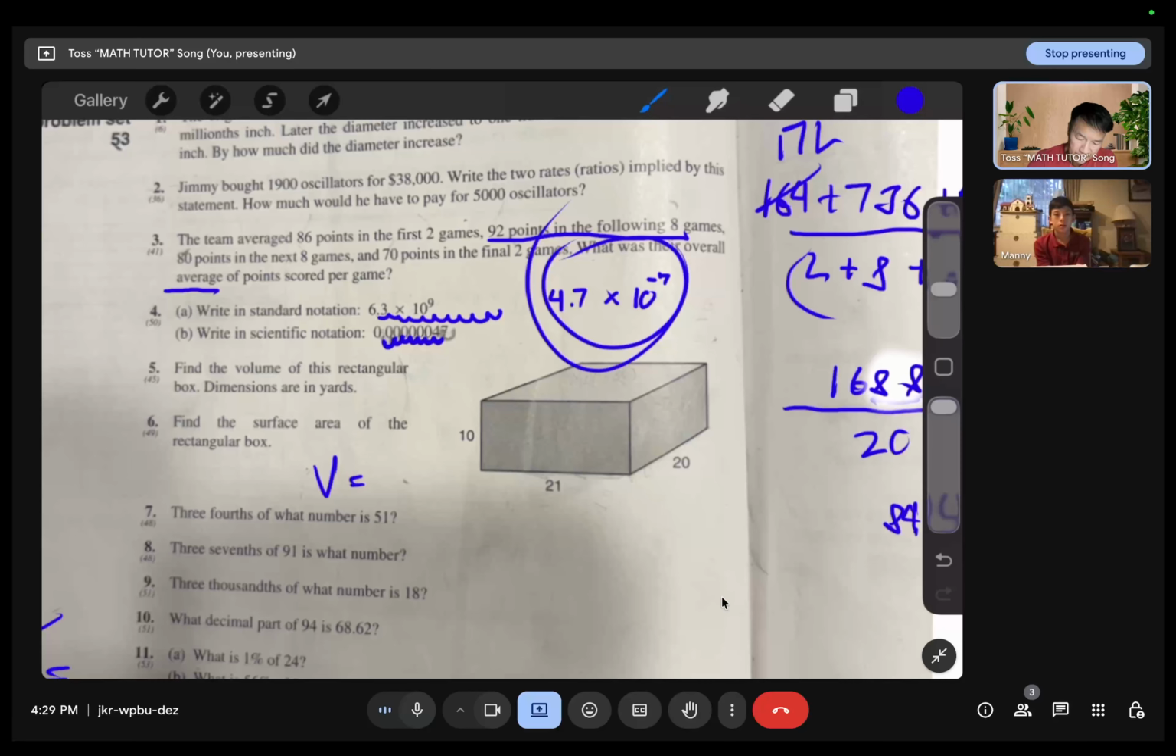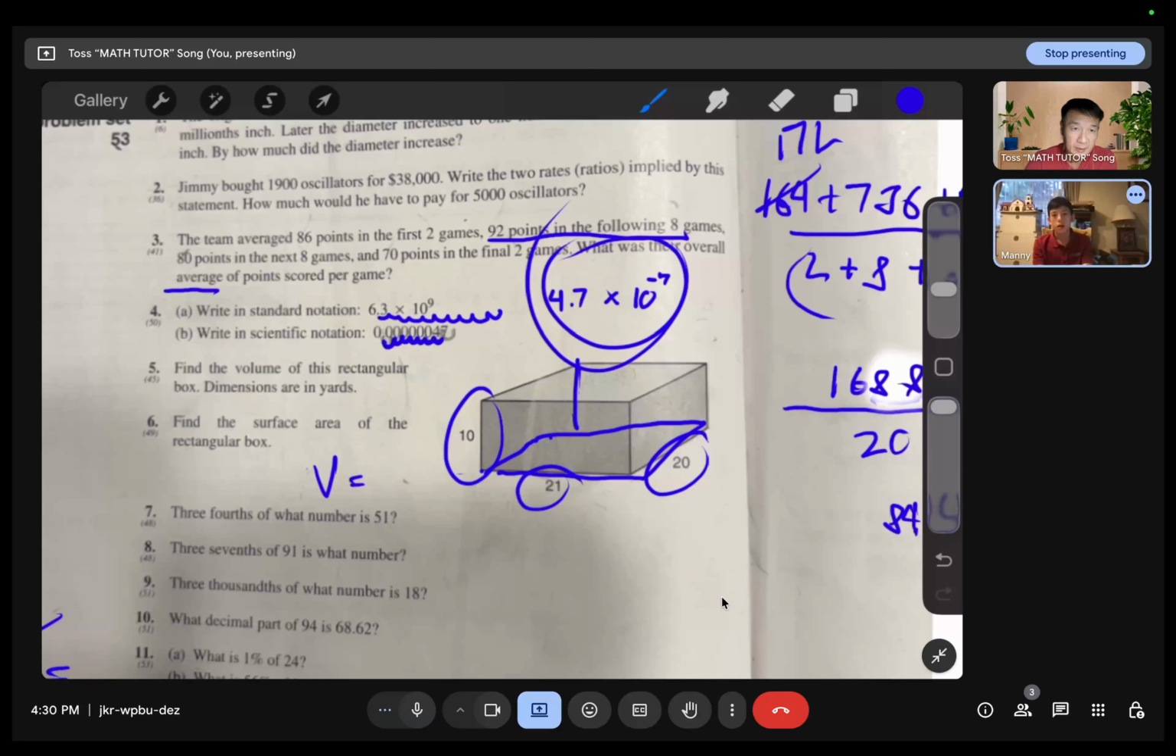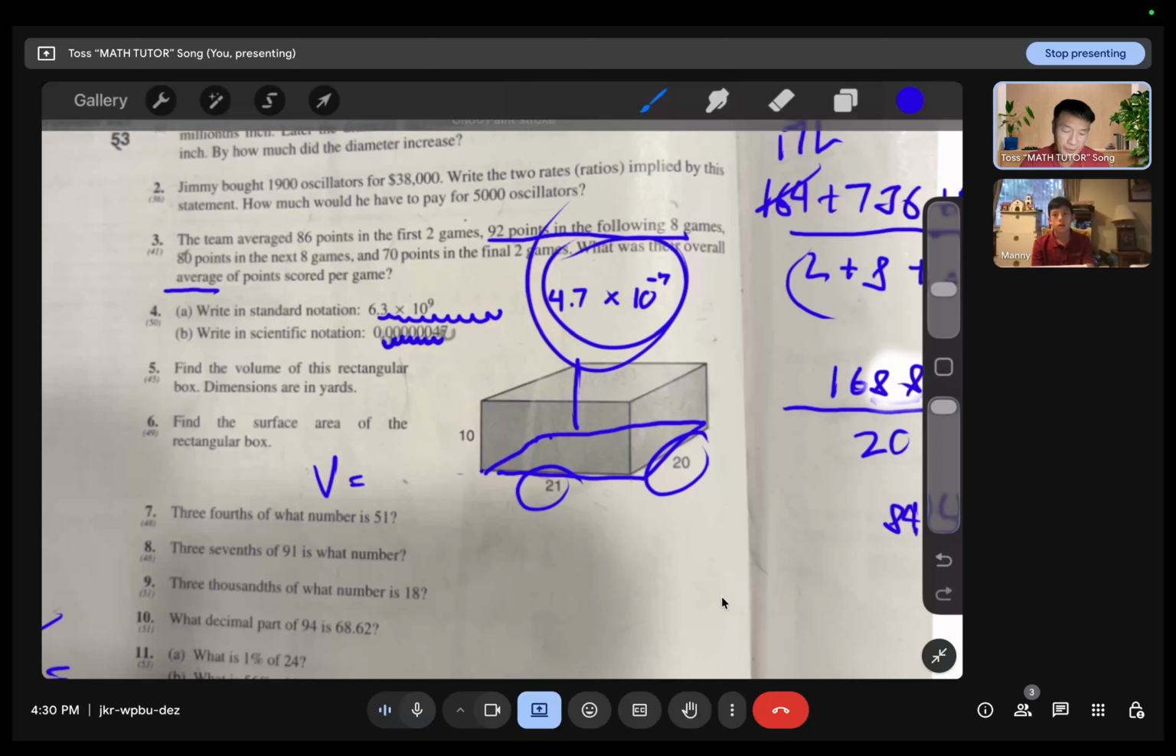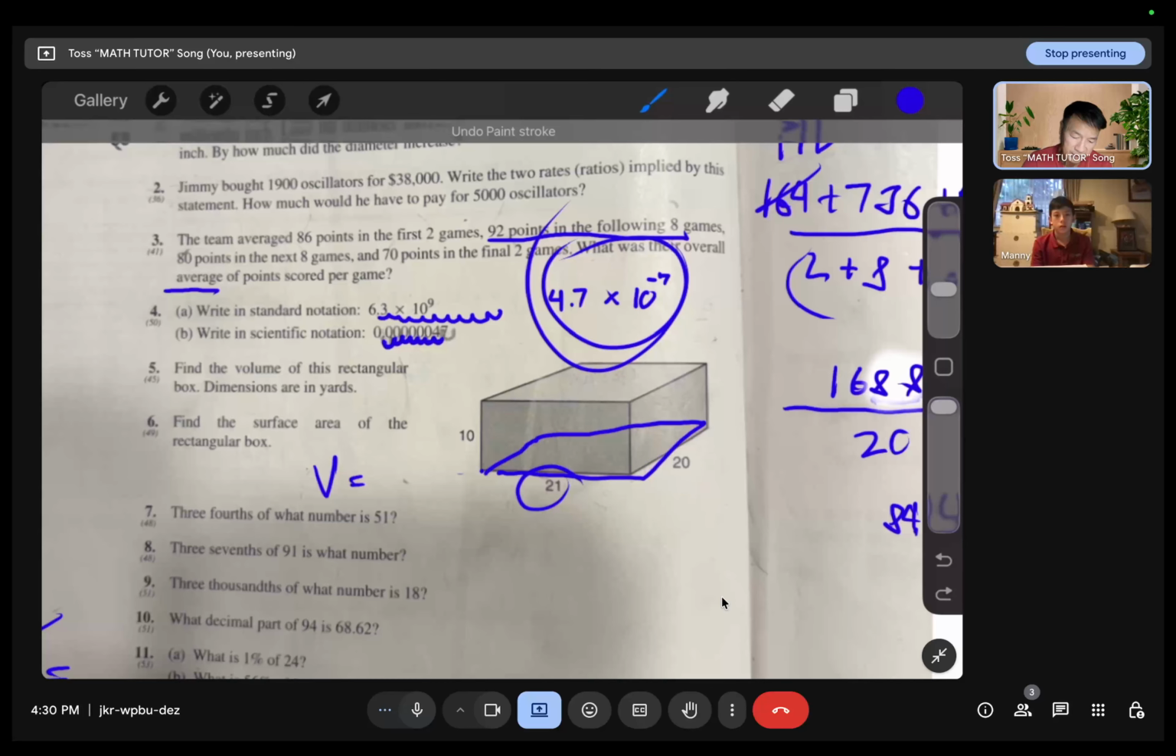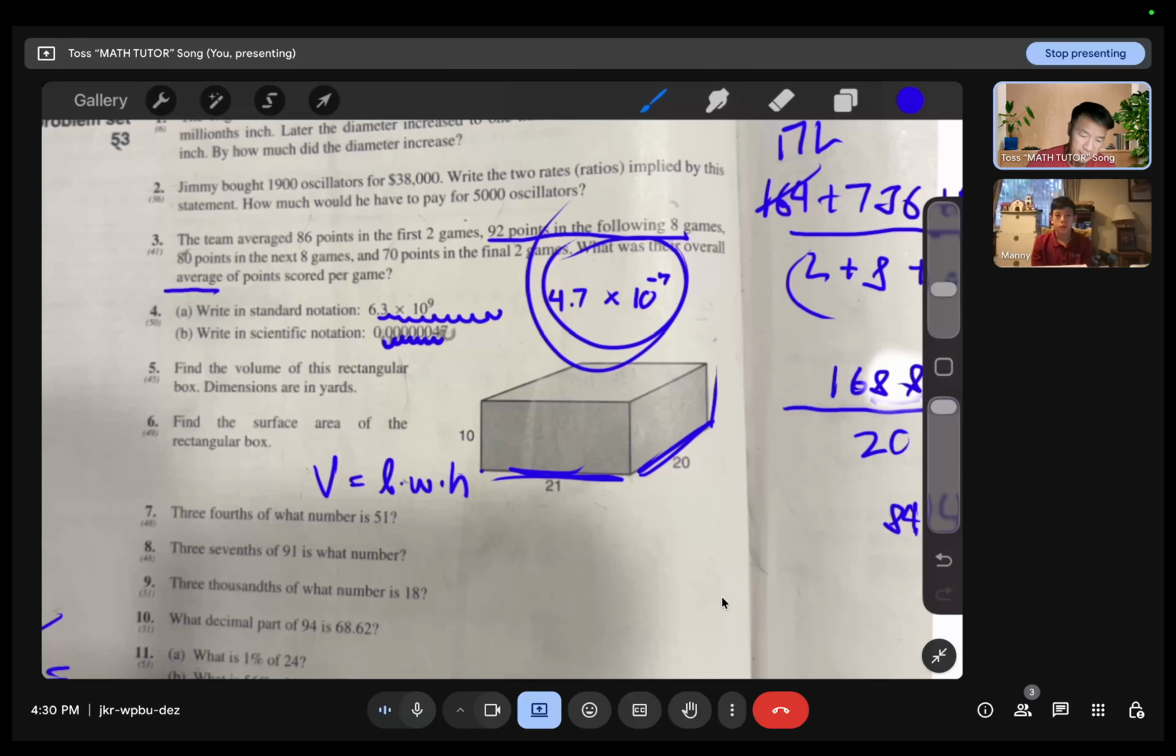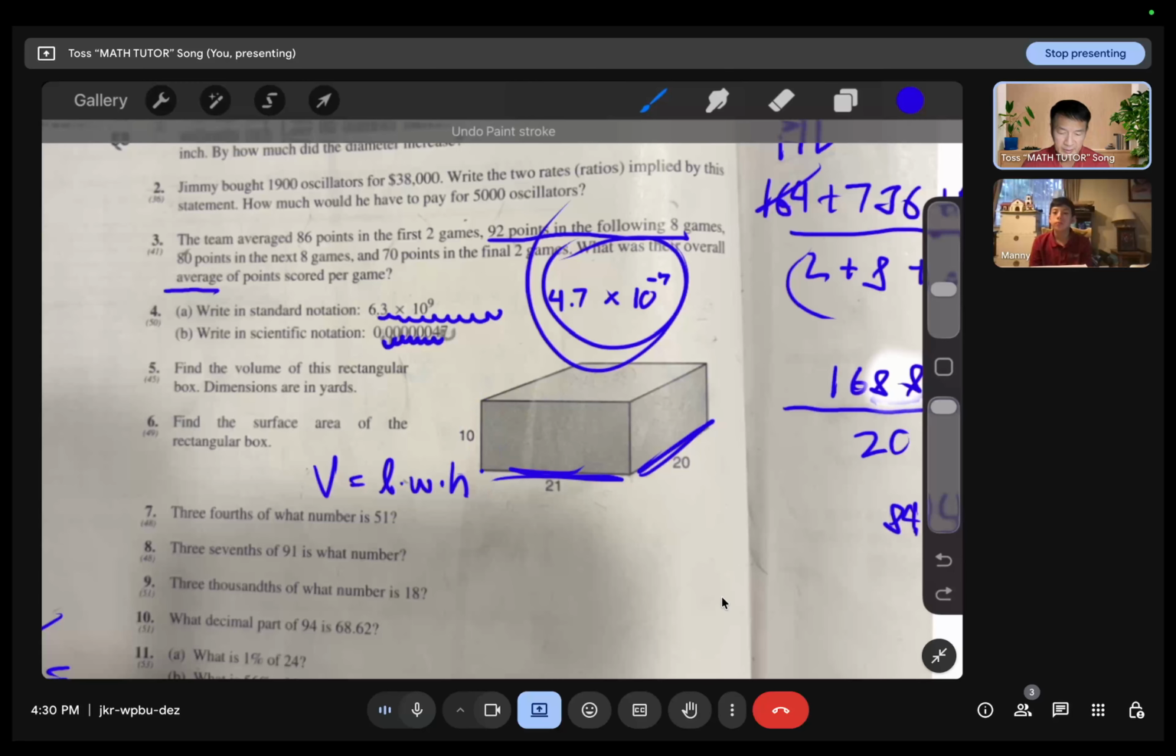Yes, don't forget, it's base times the height. The area of the base is 21 times 20, and then times the height, which is going to be 10. But I think you remember the formula for the volume of a box, I guess that's easier. It's length times width times the height. So you can think this is the length, that's the width, and then the height, which is 10. Okay, so yes, that's it.